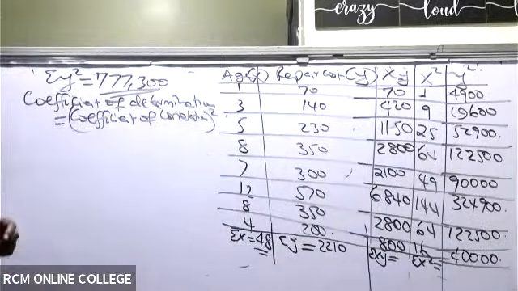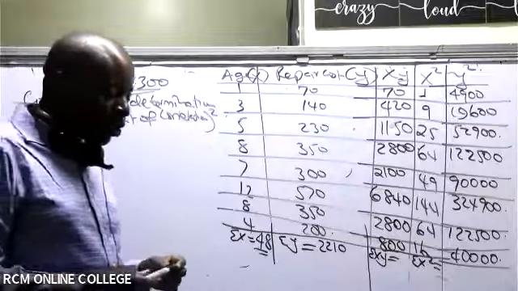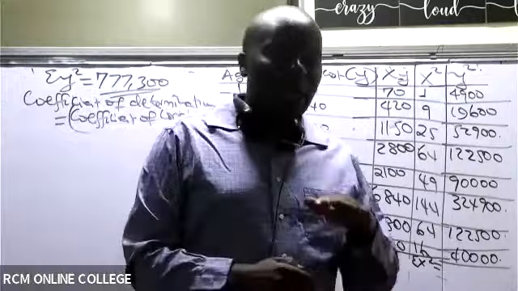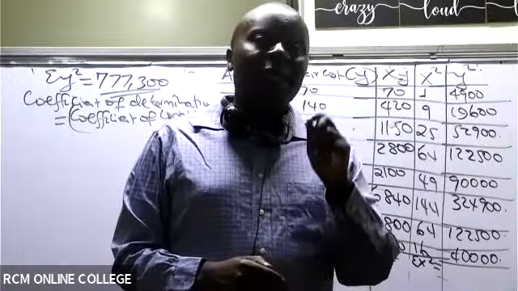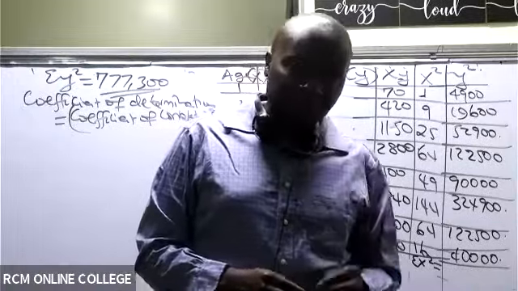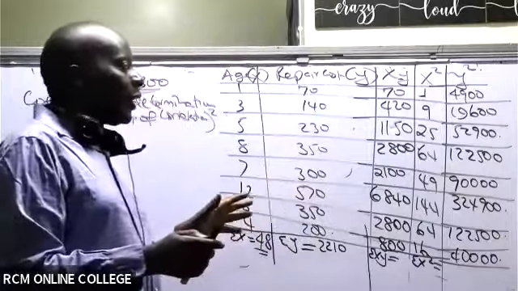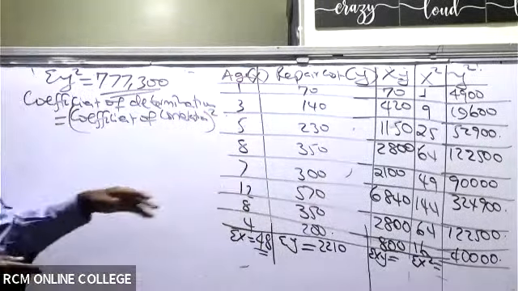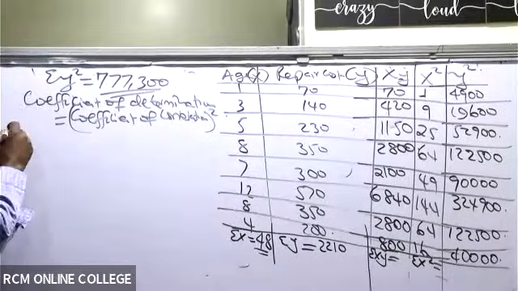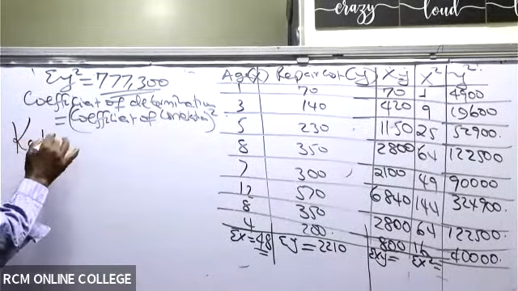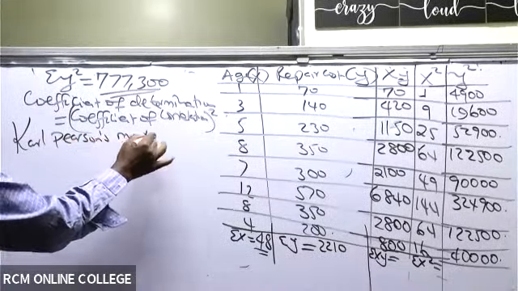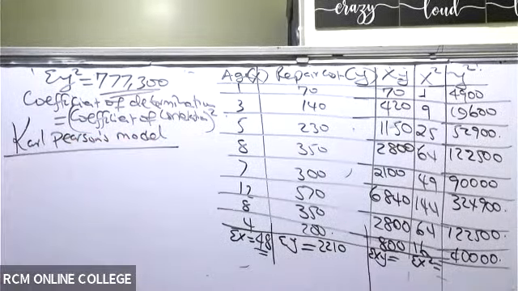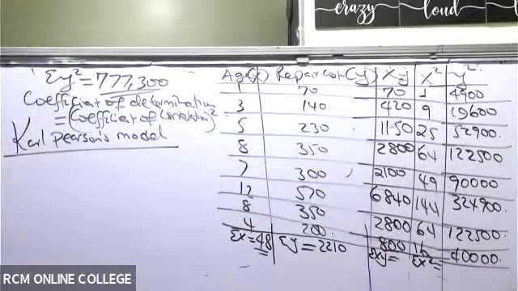Then remember, yesterday I told you that we have two models of getting the coefficient of correlation. We have the ranks model, and we have the Karl Pearson's model. For quantitative variables, like these, we shall use the Pearson's model. So how do I get the Pearson's model?